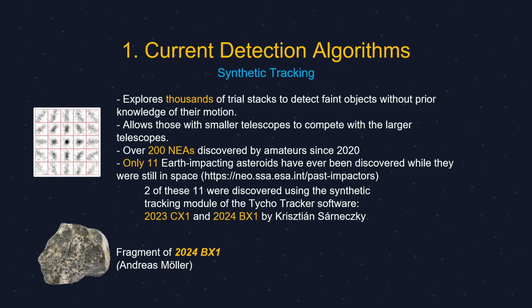And some statistics here is that since 2020, over 200 near-Earth asteroids have been discovered by amateurs using this technique. And another really interesting statistic is that only 11 Earth-impacting asteroids have ever been discovered while they were still in space. And 2 of those were discovered using the synthetic tracking module of the Tycho software. 2023 CX1 and 2024 BX1. And you can see in the lower left corner here an image of 2024 BX1.